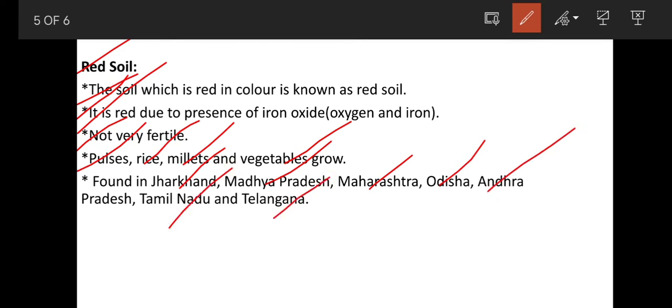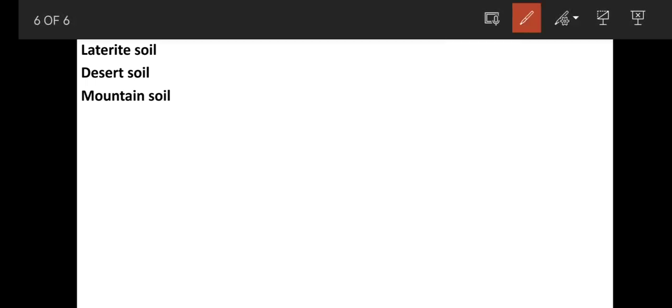So dear children, in this lesson we have discussed three types of soil of our country India. In our next class we will discuss three more types of soil, that is laterite soil, desert soil and mountain soil.